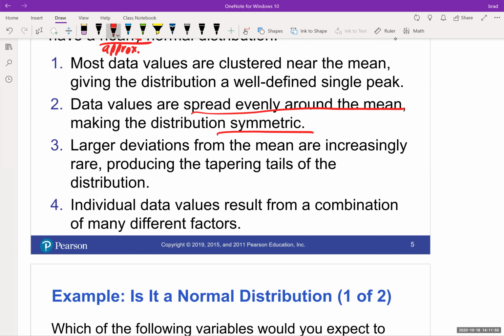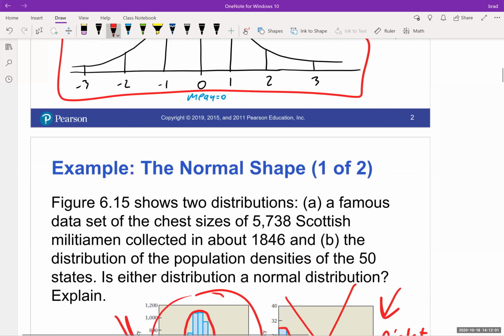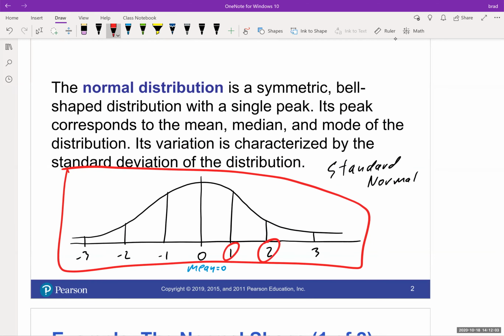Larger deviations from the mean are increasingly rare, producing the tapering tails on the distribution. So once again, what they're talking about is here's one standard deviation, two standard deviations, three. So look how far we are over here. There's hardly any area under the curve right there. Again, if you compare it to right here, here's one standard deviation left and one standard deviation right. Look how much is in here. Look how much area is in here, okay?